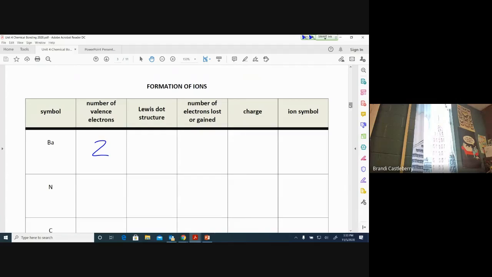The Lewis dot structure is the last thing we did yesterday. You put the symbol Ba, and then you put the dots around it for how many valence electrons it has. It only has 2. Remember, it was that weird format. We did an example again. 1, 2, 3, 4, 5, 6, 7, 8. So if it only has 2, it's like that.